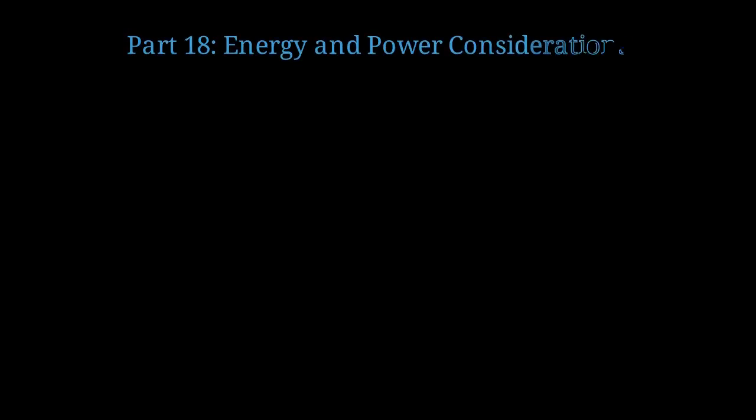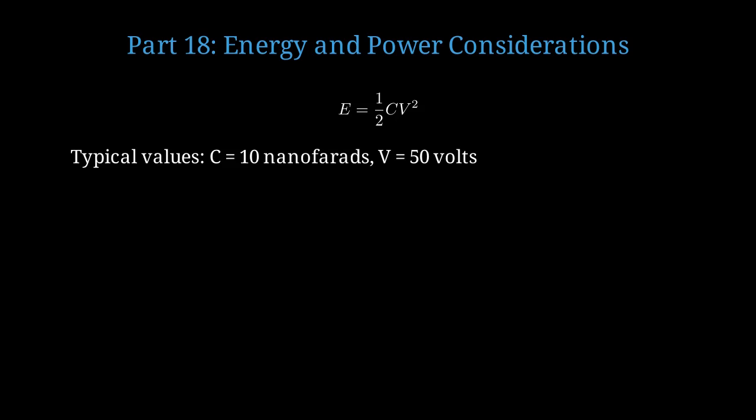Energy efficiency is critical for battery-powered devices. Let's analyze the power consumption of electrowetting systems. The energy per switching cycle equals 1/2 CV², where C is electrical capacitance and V is applied voltage. For a typical device, capacitance is 10 nanofarads and voltage is 50 volts. This gives energy of 12.5 microjoules per switching event.